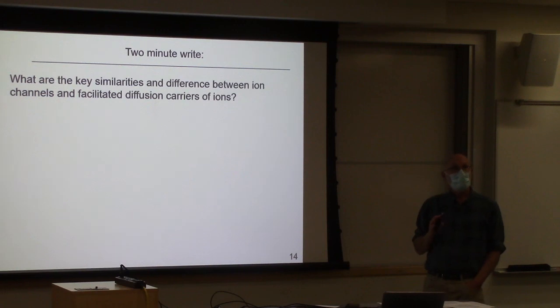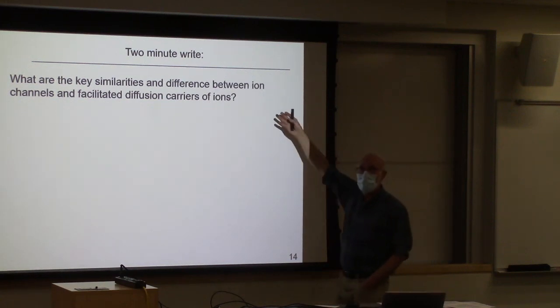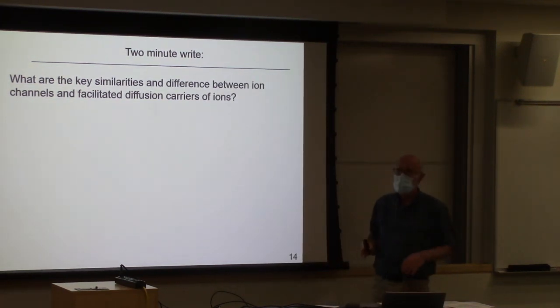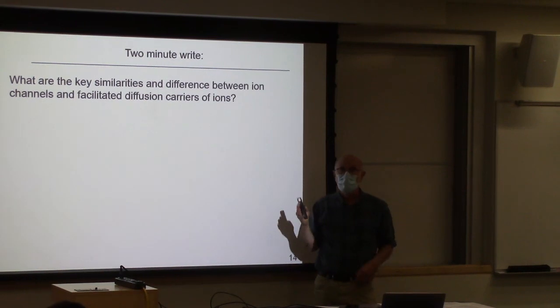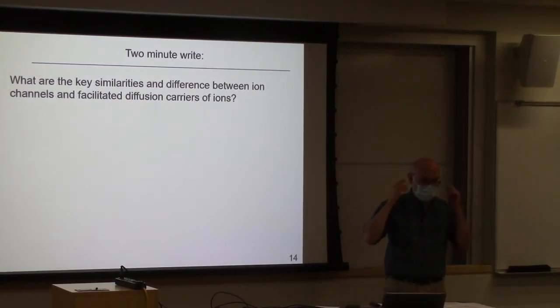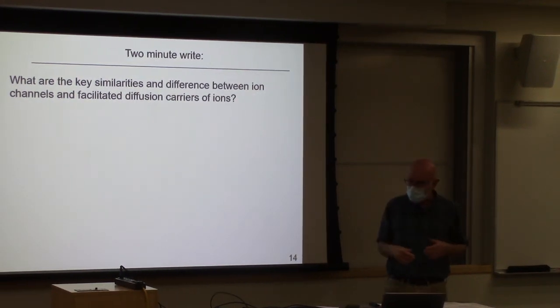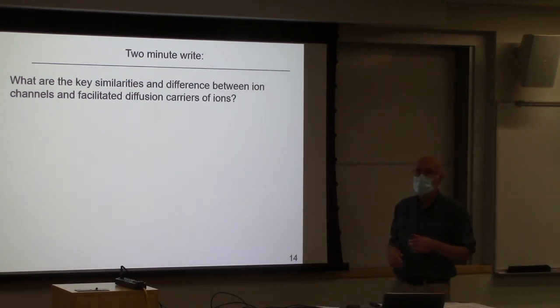Let's take a break now for about 5 minutes, maybe 7 minutes, during which I want you to write down some similarities and differences between these passive transport processes, facilitated diffusion or uniport and ion channels. I want you to be able to write it down. So feel free to take a break, step outside and air your face out if you want, but also work on this writing assignment.